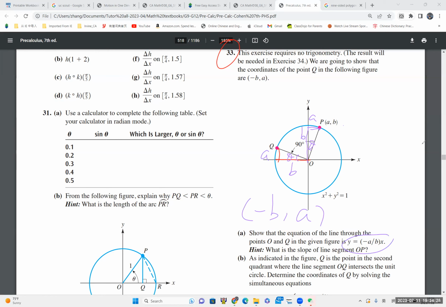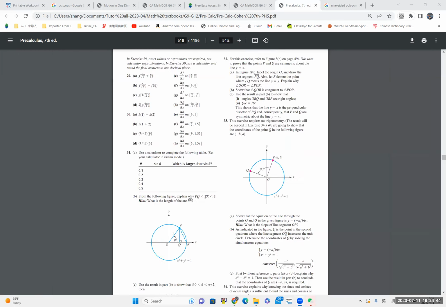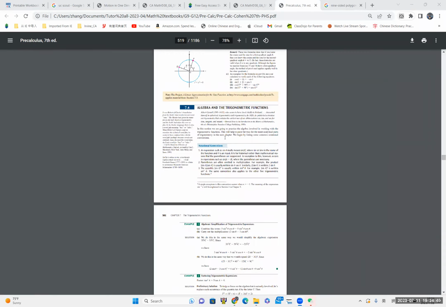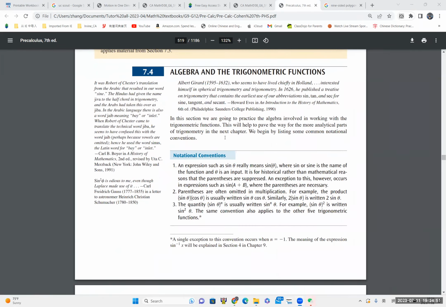Okay, they use the equation, but we use trigonometric functions or congruent triangles. Okay, let's finish this section. Go next. Algebra and the trigonometric function. Notation convention.